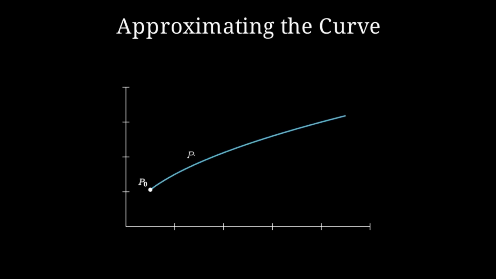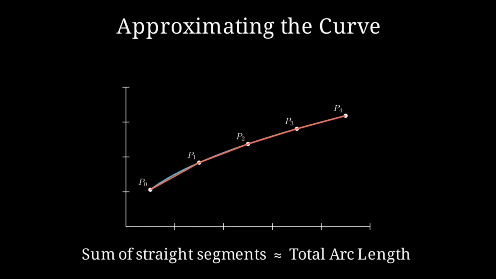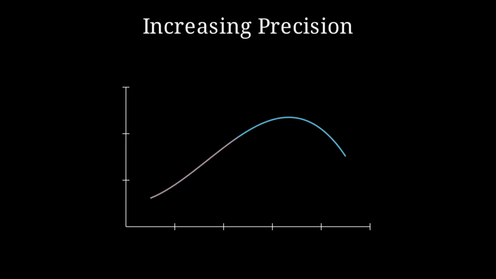To find the length of a curve, we start by approximating it. We divide the interval from A to B into small subintervals. By connecting these points with straight line segments, we create a polygonal path that mimics the shape of the original function. As we increase the number of segments and make each subinterval smaller, our approximation becomes more accurate. In the limit, as the width of these segments approaches 0, the sum of these straight lines will exactly equal the length of the smooth curve.